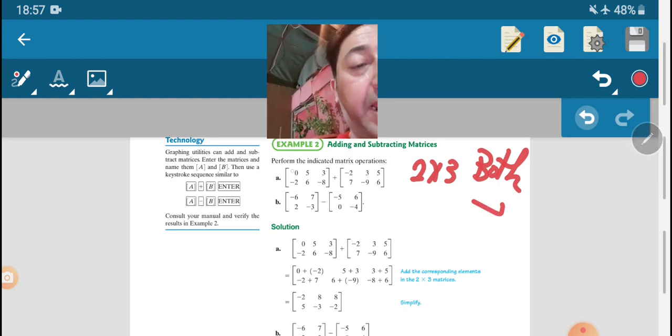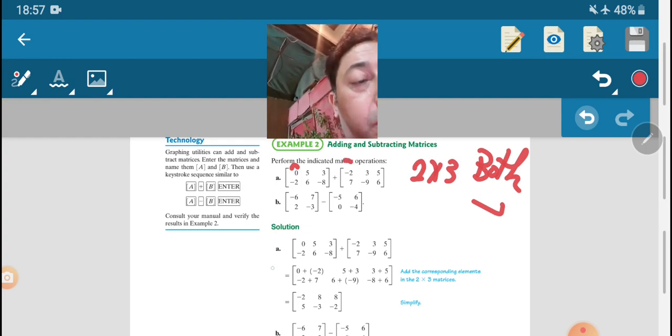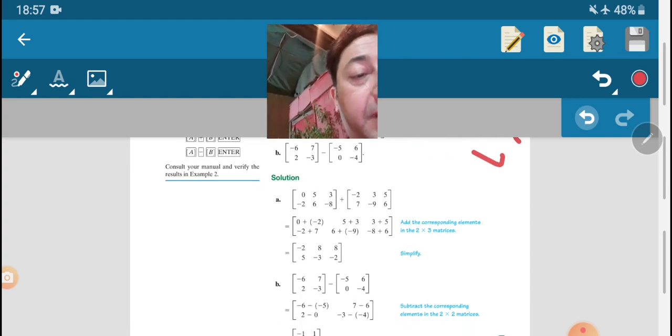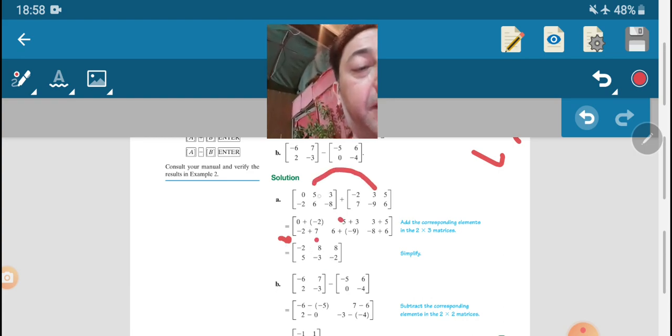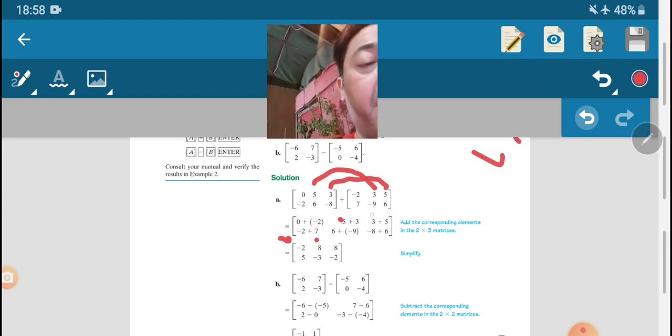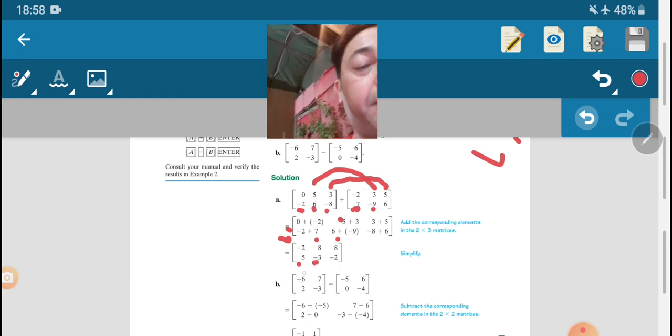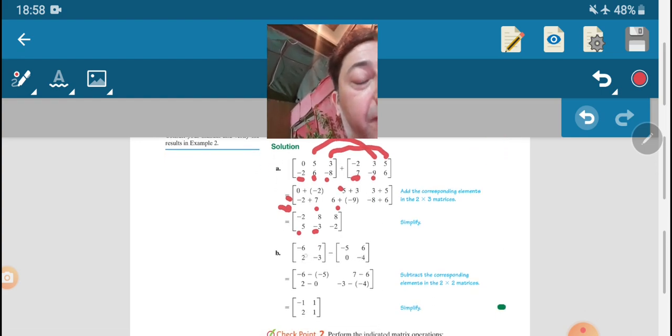We're going to add 0 and negative 2. 0 plus negative 2 is negative 2. 5 and 3 is 8. 3 and 5 is 8. Negative 2 and 7 is 5. 6 plus negative 9, and so on. Negative 8 and 6.